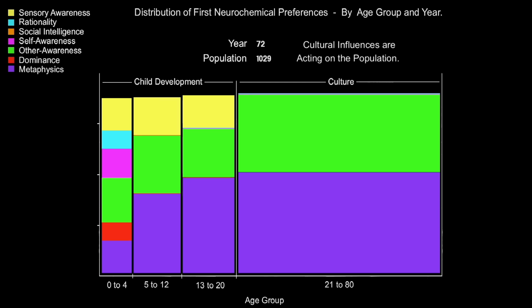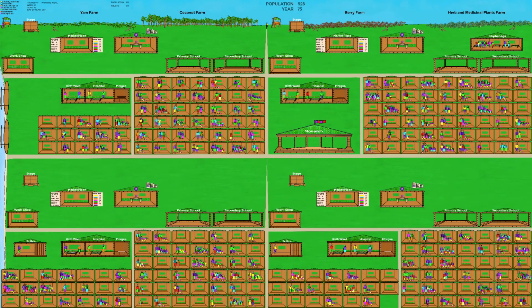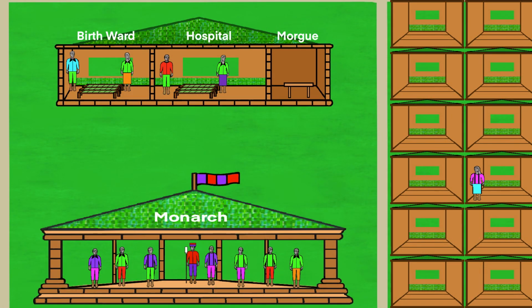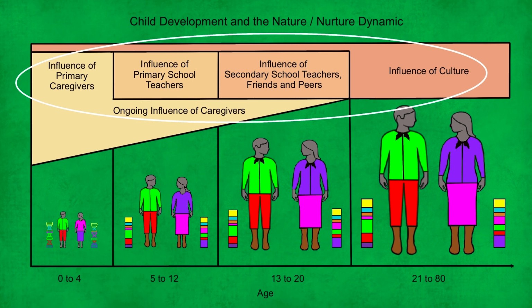So by the time we reach year 75, we see that we have essentially the same traditional culture that we started with. Once again, this is best seen by looking at the first neurochemical preferences of the political representatives from each area. We see only two preferences now: other awareness and metaphysics. So after 3 generations, the culture has been able to reproduce itself. Unlike the previous run, with just nature operating, which resulted in ongoing changes to the character of the culture from 30 years on. This is what we would expect to happen with this run, given the influences of the culture acting at every stage of childhood development.